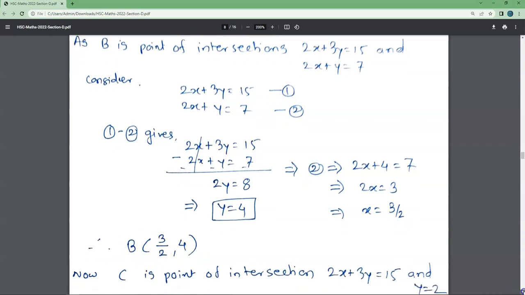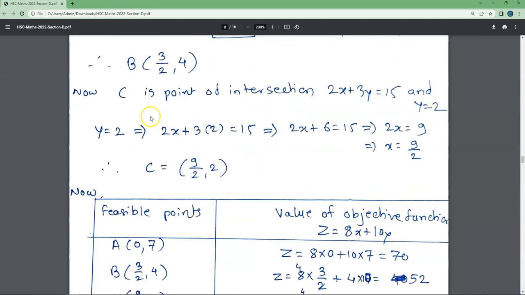Right. So similarly, we need to find out the coordinates of point C. Now, the C point is what? Point of intersection of 2x plus 3y is equal to 15 and y is equal to 2. So let's put y is equal to 2 here. So when you put y is equal to 2 here, 3 into 2 is 6. 15 minus 6 is 9. 2x is equal to 9. Right? So x is equal to 9 by 2. So 9 by 2 and 2. So the coordinates of C is 9 by 2 and 2.